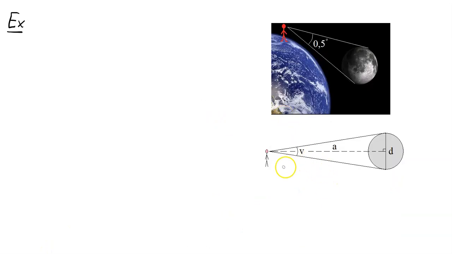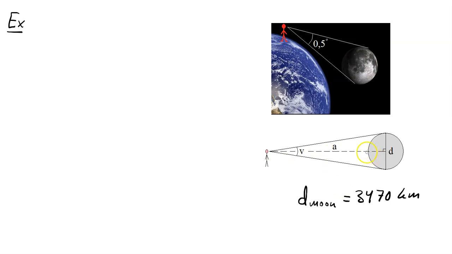Let's say you want to find out the distance from Earth to the Moon. So you want to find out this distance A. So if you're standing on the Earth here, the Moon has a diameter of 3,470 kilometers. So that's the diameter of the Moon. Seen from Earth, the Moon takes up half a degree of an angle.